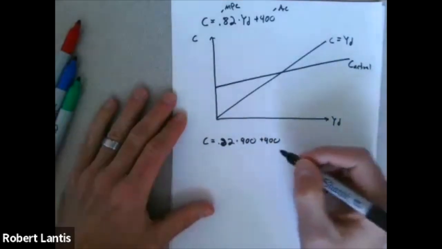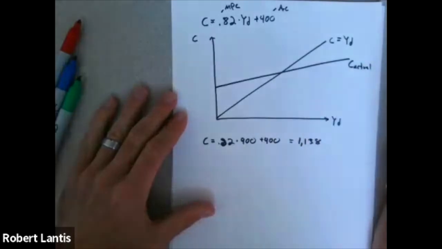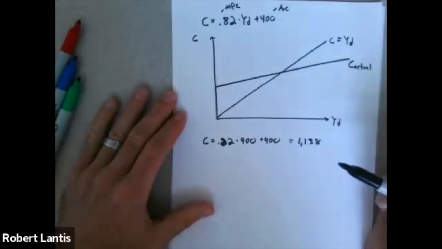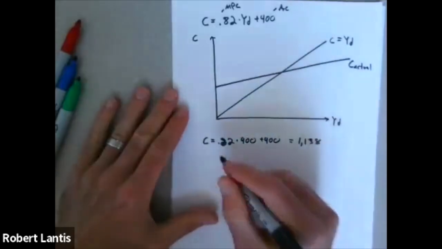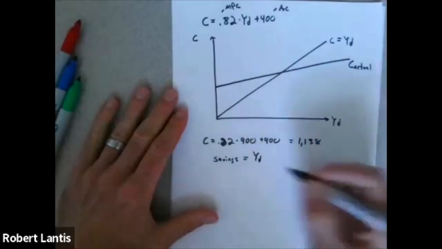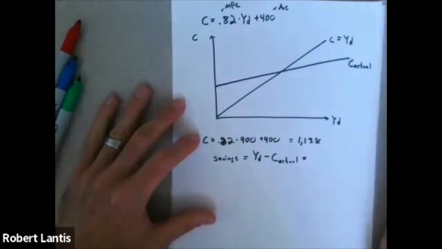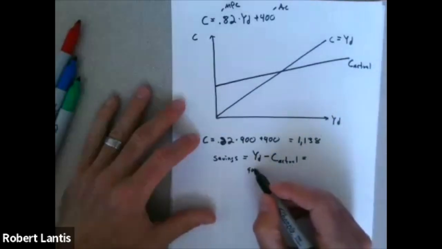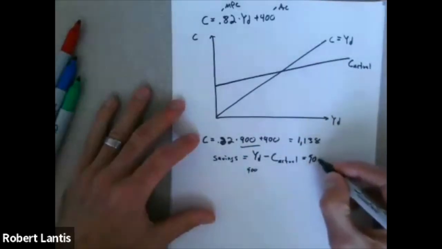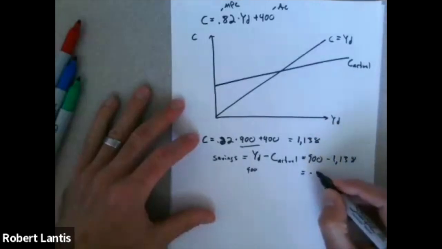What is savings? Well, actual consumption, if we plug this in here, I think we get 1,138. So that's at a disposable income of 900. Before I use this graph, savings will always be my actual disposable income minus what I'm currently actually consuming. In this case, we were given a current level of disposable income of 900. People are spending 1,138. So we get that savings is what? Negative 238.